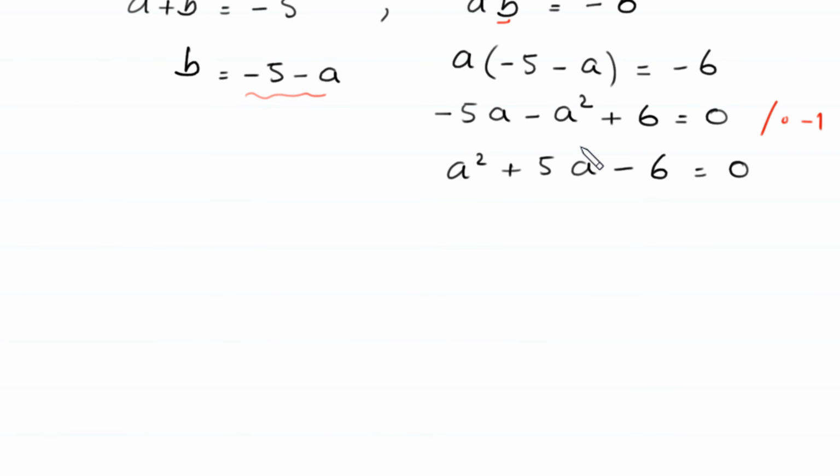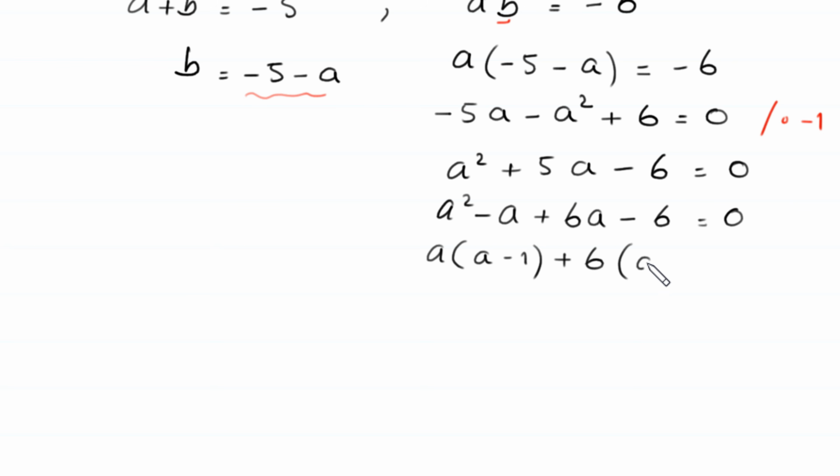Now this quadratic equation is factorable. We write a squared, and we split this 5 times a as a negative a plus 6 times a minus 6 is equal to 0. From these two terms, we can factor out a in bracket left a minus 1. From these two terms, we can factor out plus 6 in bracket left a minus 1 is equal to 0.